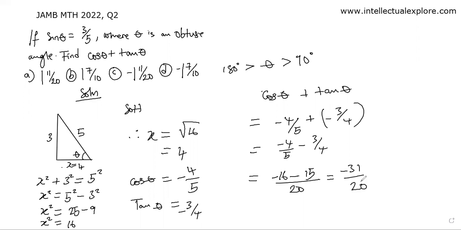So 20 will go into 31 one time, remainder 11, so 11 over 20. You still follow the minus. So the correct answer there is minus 1 and 11 over 20, which happens to be our option C. So that's how to answer this particular question. Thank you.